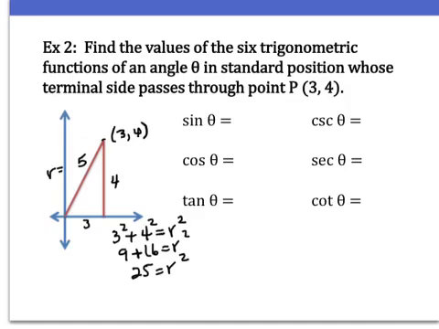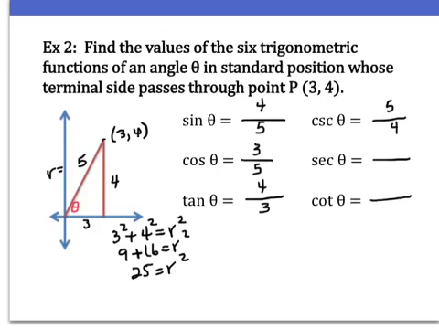Same thing. Opposite over adjacent. Now this looks a lot like the previous slide because it has the same numbers, but my x's and y's are switched. So we're just going to deal with it. So the opposite of my theta is 4, so we have 4 over 5. Adjacent's 3 over 5, and then we have 4 over 3. And then for our reciprocal functions, we're just going to flip everything over. 5 over 4, 5 over 3, 3 over 4.